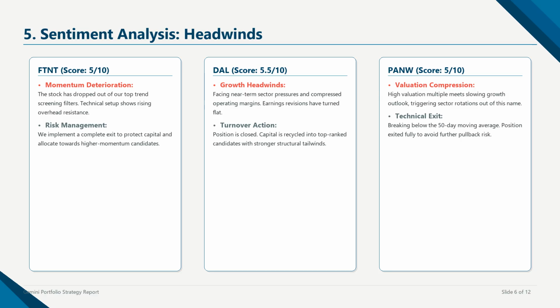Conversely, several stocks are facing significant sentiment headwinds. FTNT has dropped out of our top trend screening filters due to momentum deterioration and overhead moving average resistance. DAL is facing near-term sector growth headwinds, rising fuel costs, and compressed operating margins. Lastly, Panwa has seen multiple compression as retail momentum cools and technical support levels break. Growth ratings for these companies have declined in our combined screening model, prompting a complete technical exit.